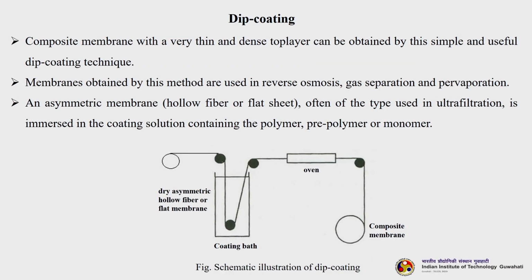An asymmetric membrane, hollow fiber or flat sheet, does not matter, often of the type used in ultrafiltration, is immersed in the coating solution containing the polymer, prepolymer or monomer. Now, you can see this scheme. We have a dry asymmetric hollow fiber or flat membrane. I am putting it inside a coating bath. This bath contains the material, it can be prepolymer, polymer or monomer, which we want to coat over the surface of the hollow fiber or flat membrane. Once it is dipped, you take it out slowly, then it goes to the oven for drying, and then we get a composite membrane.